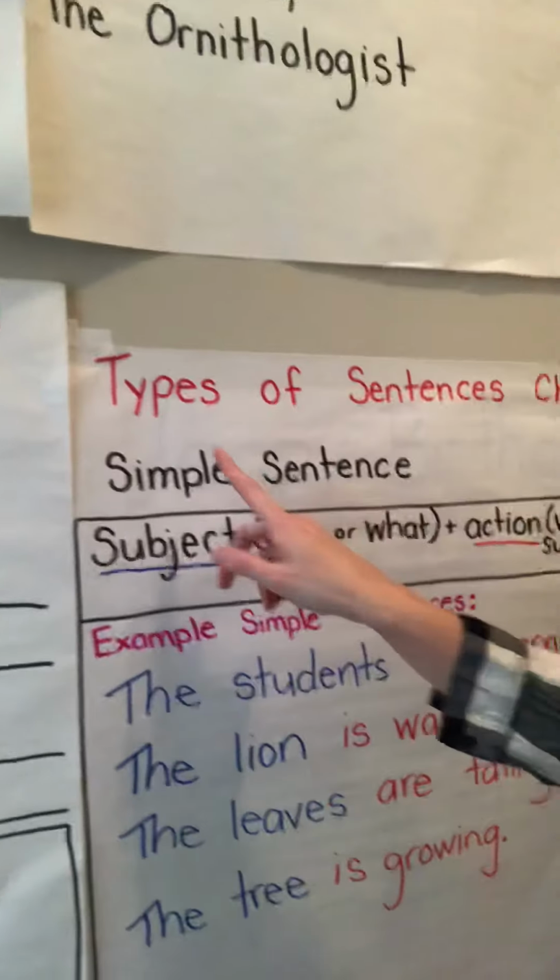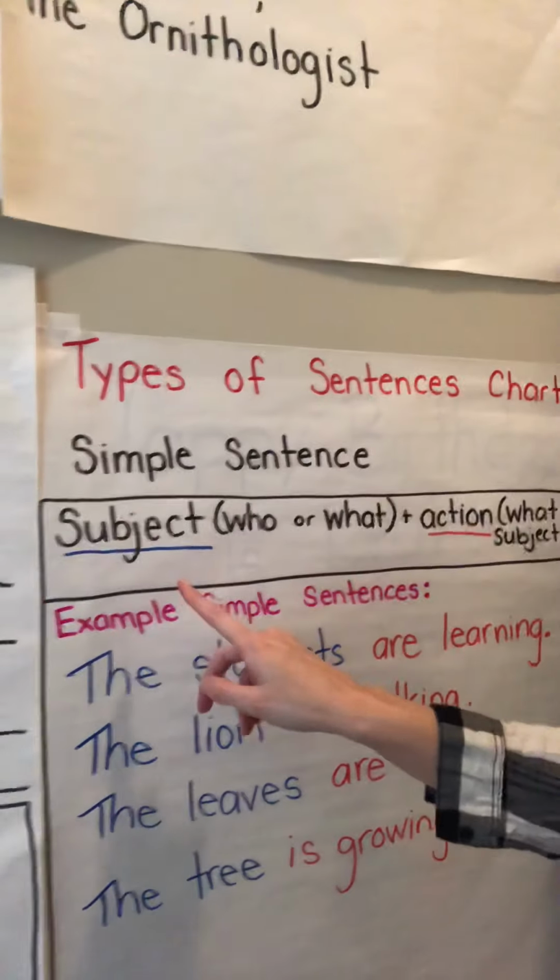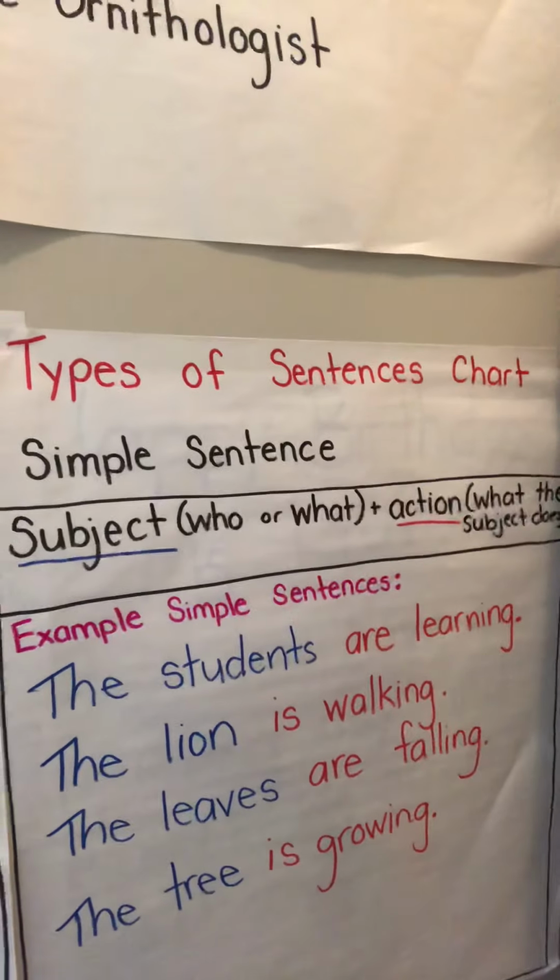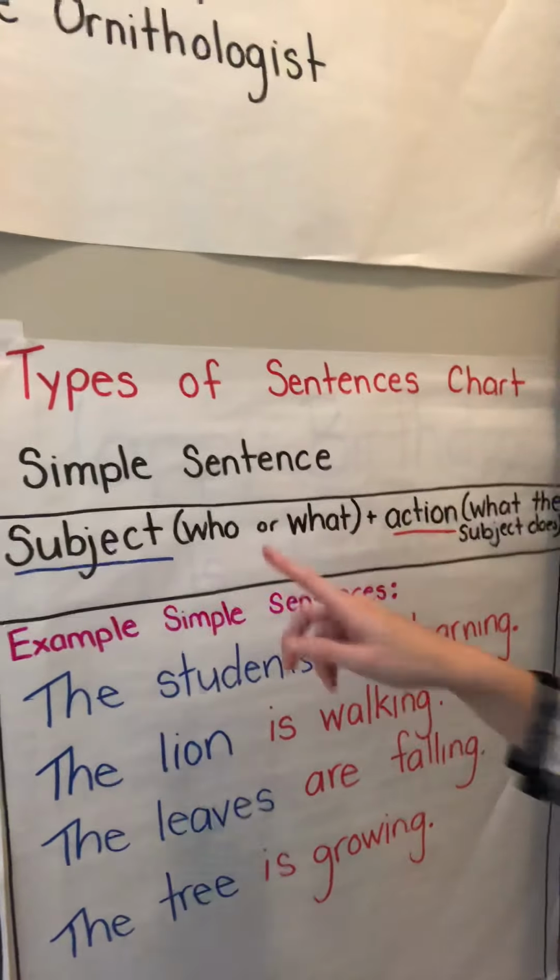Now, when you're writing your answers, I want you to remember to write it in your simple sentence. So remember that has your subject, so who or what this sentence is about, and the action, what are they doing? So we're going to be talking about the bird in these two responses, so your person, your subject, will be the bird. And then we have to put the action, what the bird is doing.